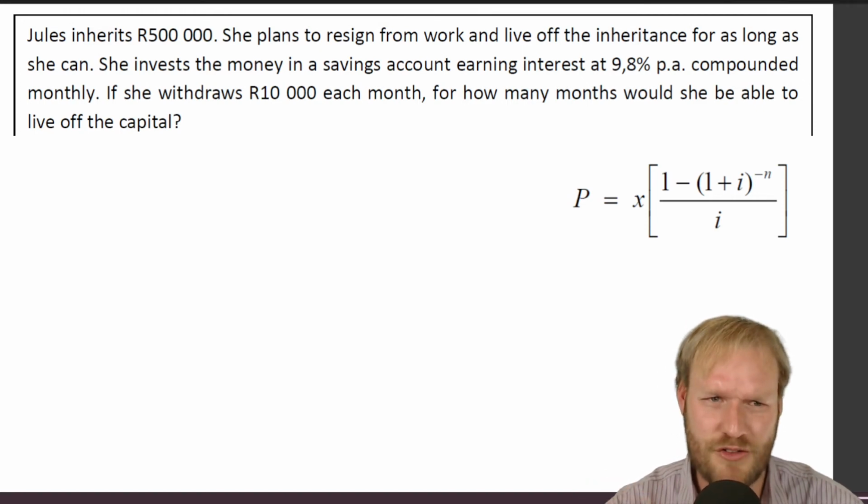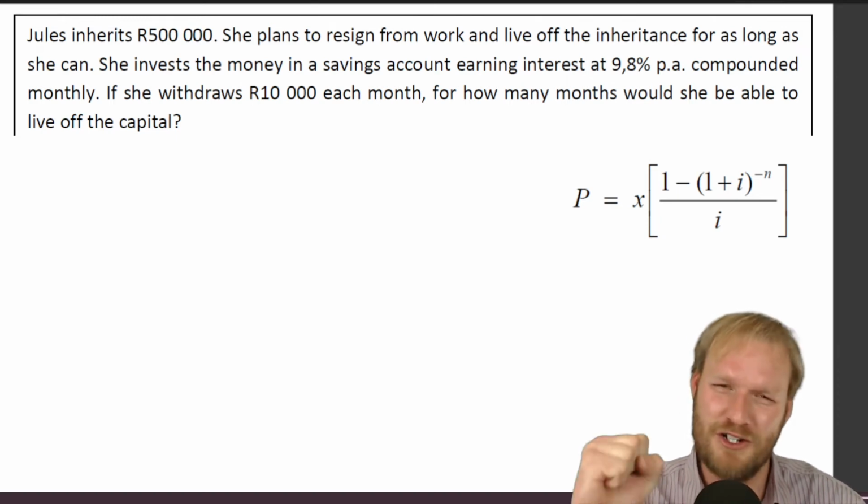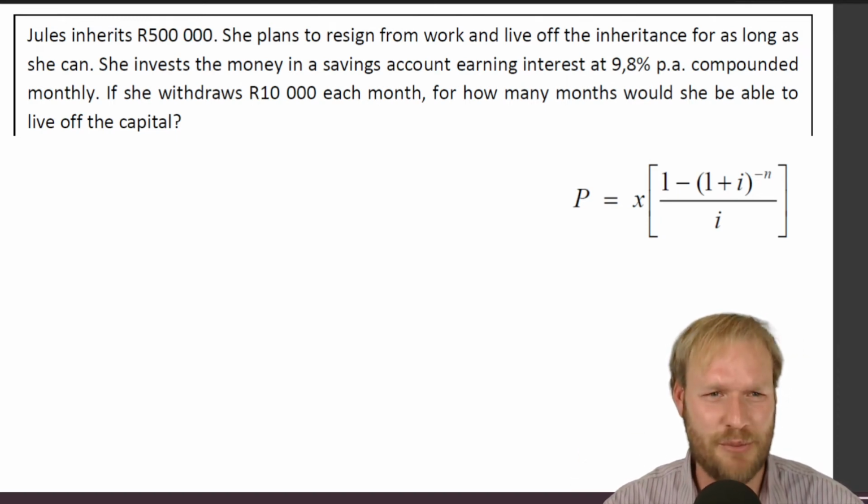Jules inherits 500,000 Rand, and she plans to resign from work and live off the inheritance for as long as she can. Right? The dream of some people.